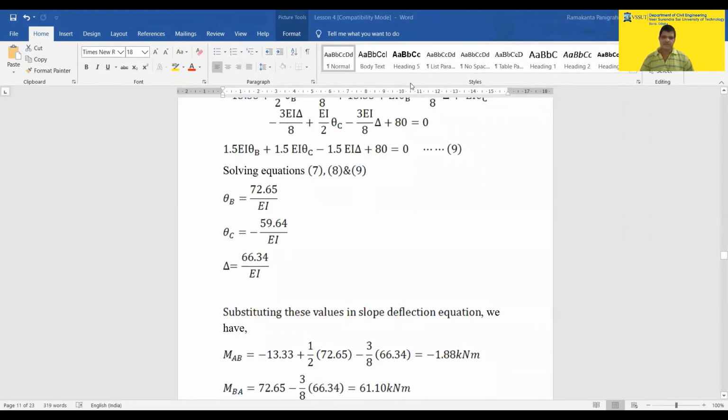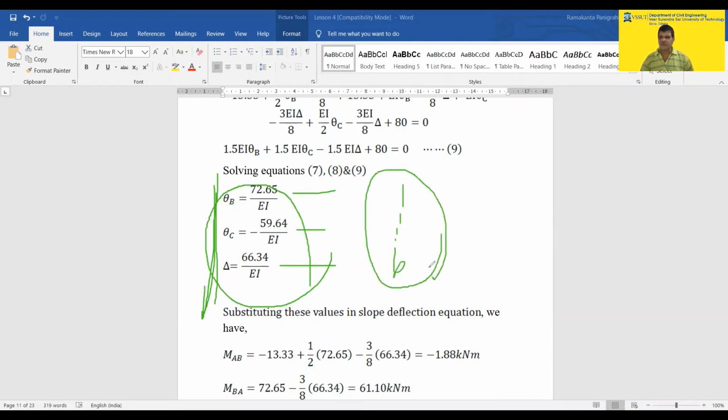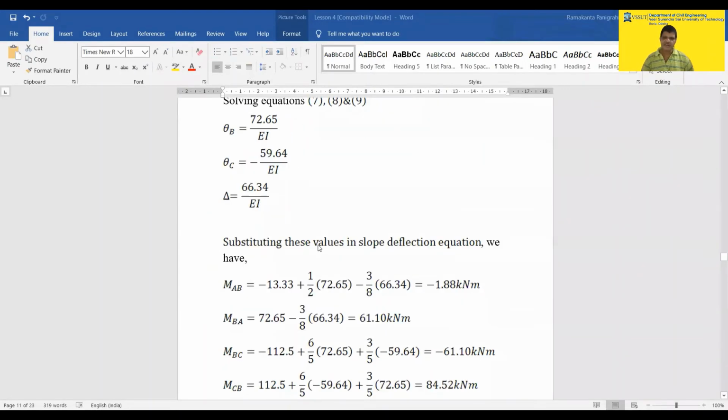Now, these are the values: theta B becomes 72.65 by EI, theta C is minus 59.64 by EI, and delta is equal to 66.34. Now, all these values, theta B, theta C, delta, we put into equations 1 to 6, which we already derived. Then you can find the end moments MAB, MBA, MBC, MCB, MCD. So just put the values in and find the solutions.